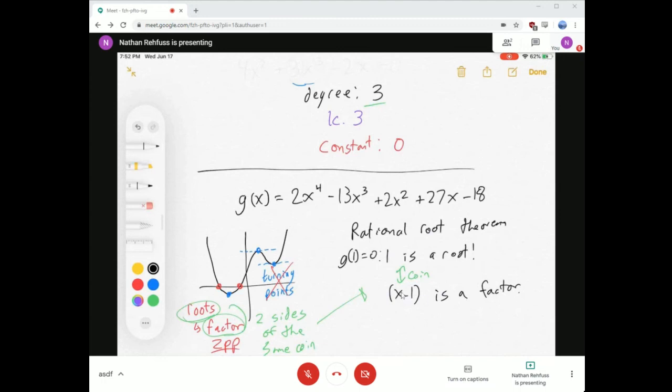So now I know what the factor is. I know that g of x is 4th degree, so it should be this thing times a 3rd degree polynomial. Should be this times something cubed plus something squared, da da da. How do I get that?